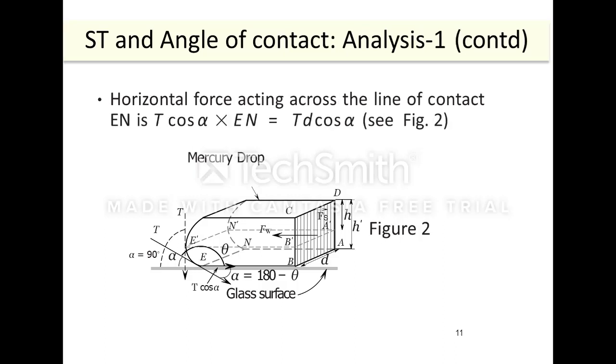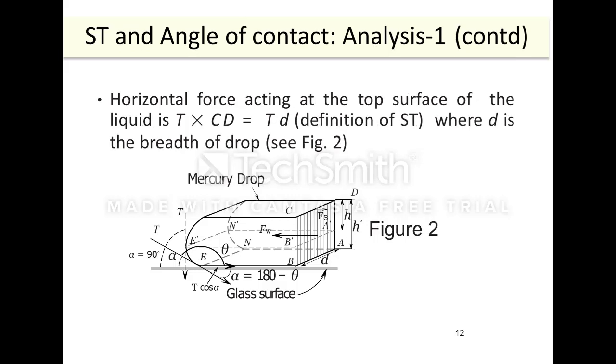Horizontal force acting across the line of contact EN is T cos alpha times EN, which is equal to Td cos alpha. See figure 2. Horizontal force acting at the top surface of the liquid is T times CD, which is equal to T into d. This is by the definition of surface tension, where d is the breadth of the drop. See figure 2.